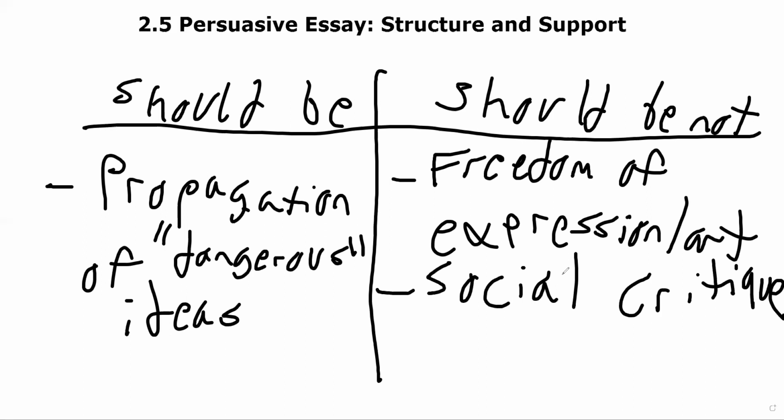So to save time, let's consider that these are the pieces of evidence that we've come up with. We have on the one hand, the propagation of dangerous ideas being the main driving force as to why books should be banned. The counter arguments to this would be that we want to advocate for freedom of expression / art, and we also want to maintain the role of art as a form of social critique.